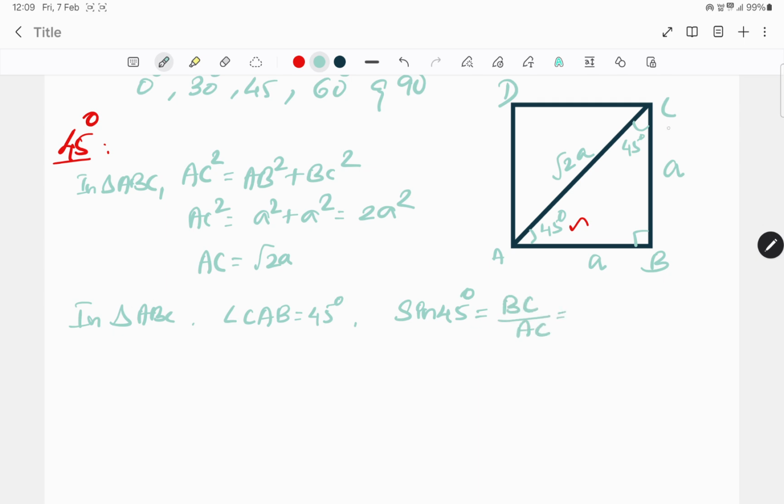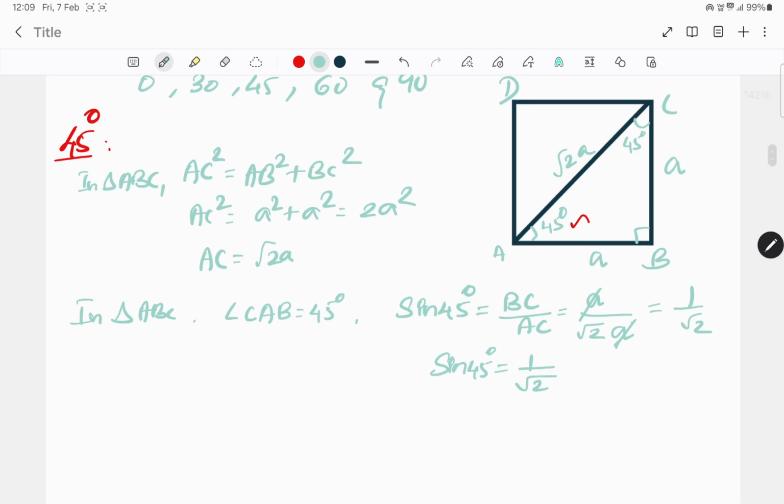What is the value of BC? We have taken it as A. The hypotenuse we found is root 2A. Now we can cancel the A, and the remaining is 1 by root 2. Then we got the formula sin 45 equals 1 by root 2. We have derived the formula for sin 45 degree.